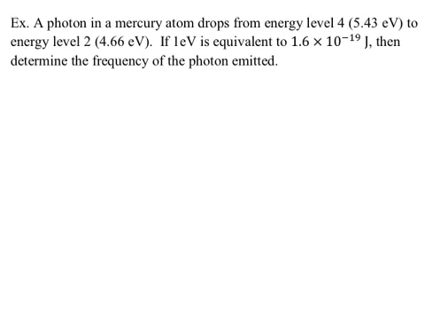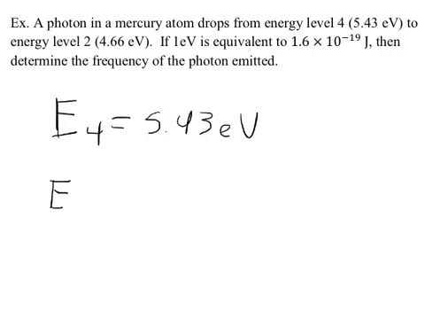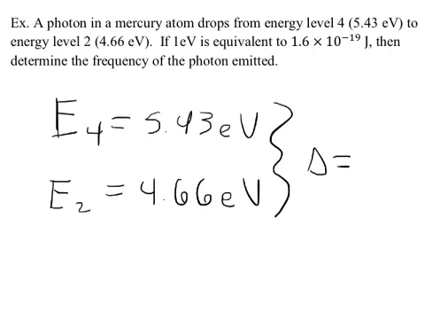Let's write down our givens. The energy level it starts at, from level 4, is 5.43 electron volts. Energy level 2 is 4.66 electron volts. Let's subtract these first to get our change in energy, and then we'll convert it to joules. Agreed? Subtract these to get the delta. What do we get for delta in this problem, people?